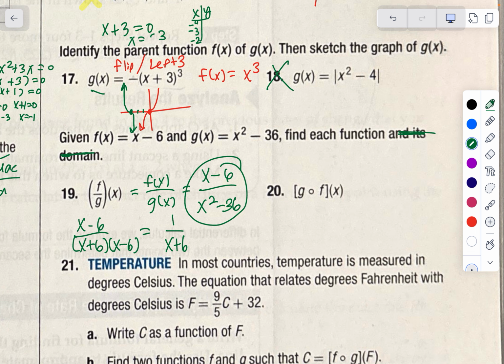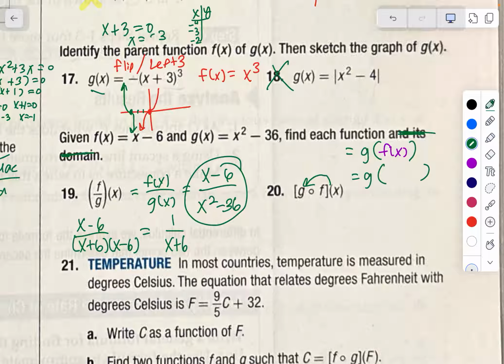Okay, so, but if you gave me this, I'm good. Okay, let's talk about that. That means that we're going to take the g function and put f of x inside of it. Remember, this goes into the other one. So I write g, and then I write down what f is. F is x minus 6. So just write x minus 6 right here.